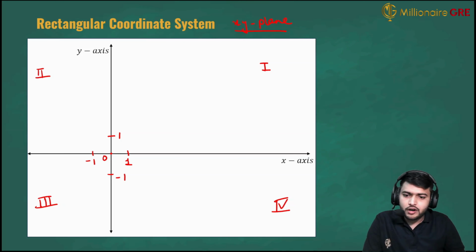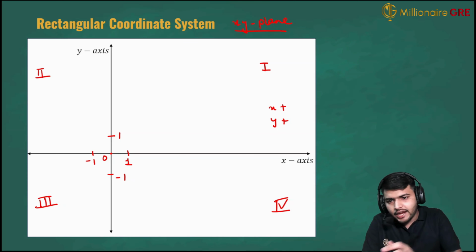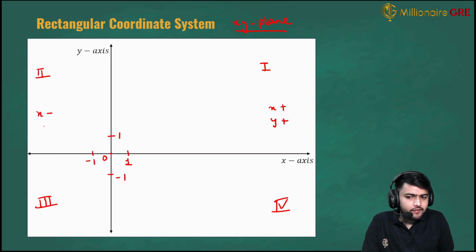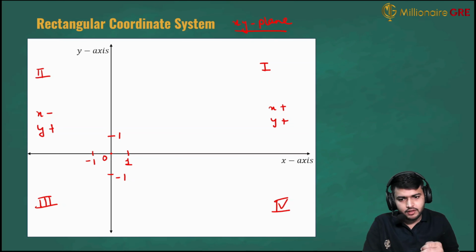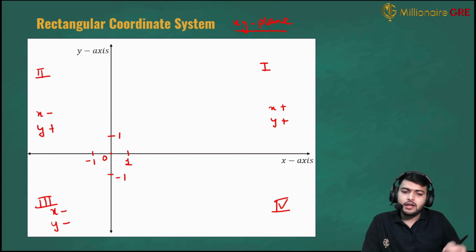So in the first quadrant, both x and y are positive. In the second quadrant, x is negative while y is positive. In the third quadrant, both x and y are negative, but in the fourth quadrant, x is positive but y is negative.